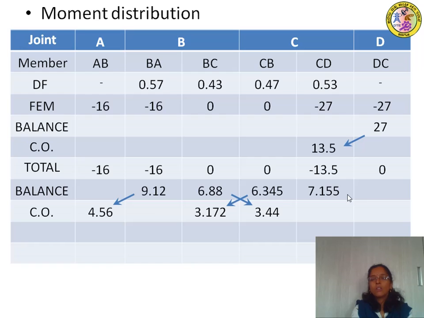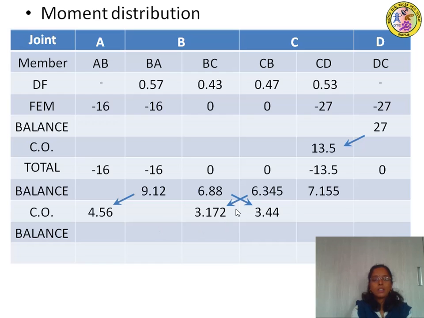And now the usual mistake students make is that again they take a carryover from 7.155 from CD to DC. Okay, so you should not do that because D is a hinge, it will not take any moment. Okay, so now these are the only carryovers. Next go for balancing. So the next step is balancing.